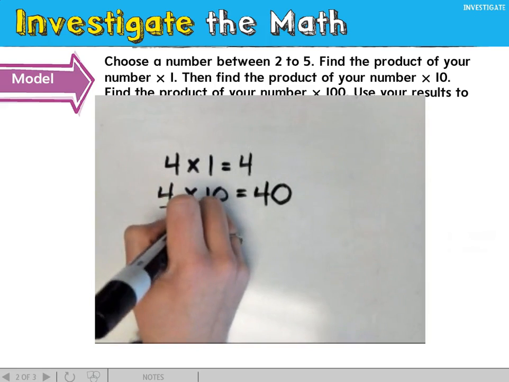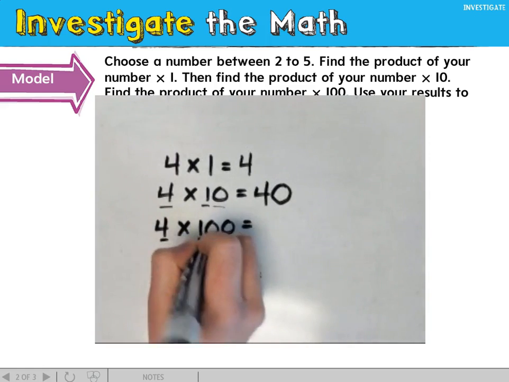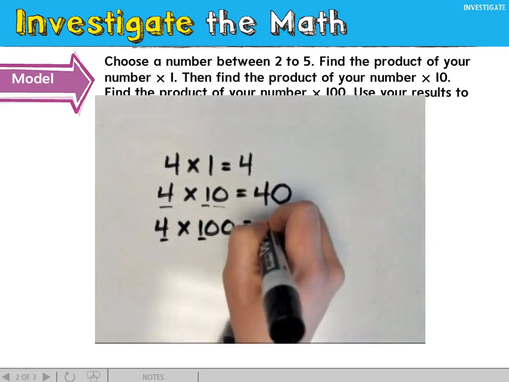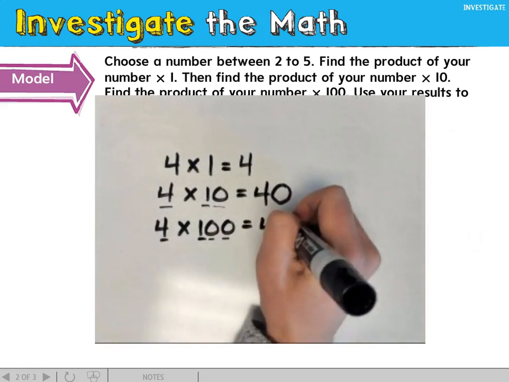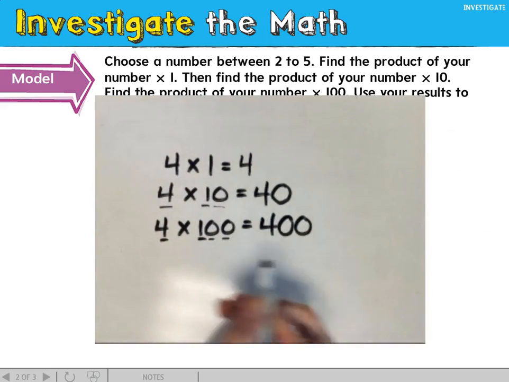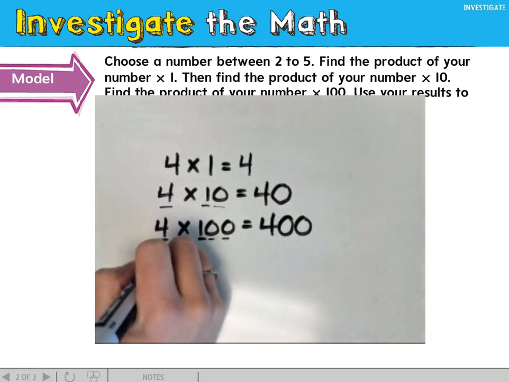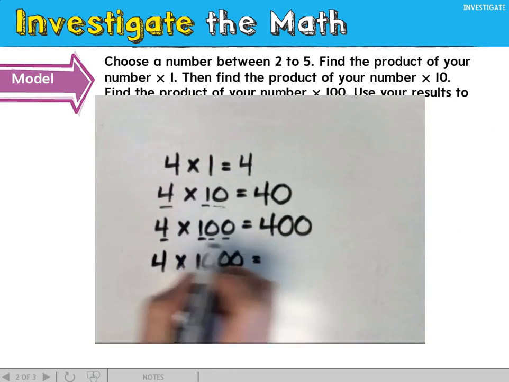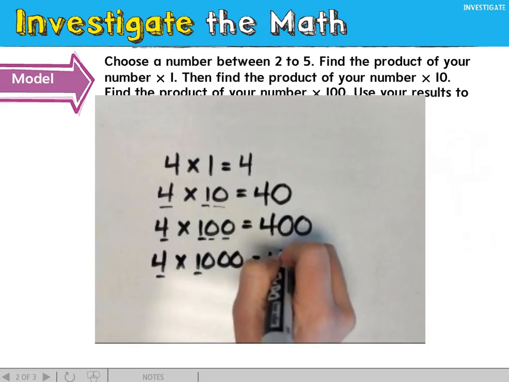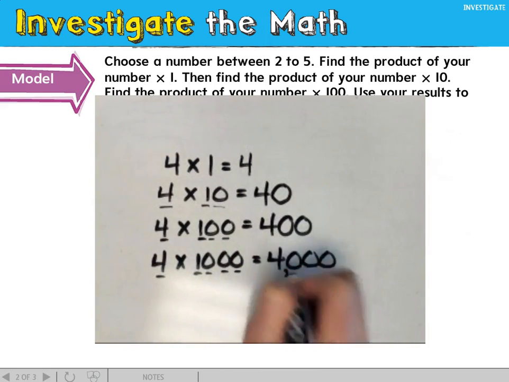If I want to find 4 times 100, I'm going to do the same thing. I'm going to start with my basic fact of 4 times 1, which is 4, and then I'm going to write 2 zeros. So 4 times 100 is 400. So what would 4 times 1000 be? If you said 4000, you're correct.